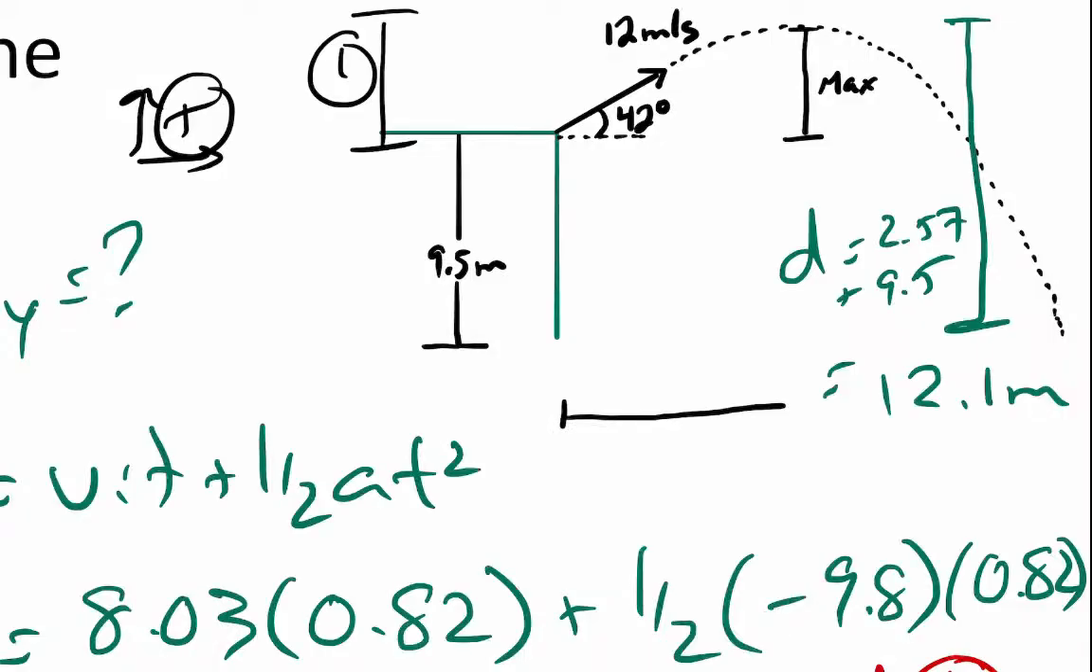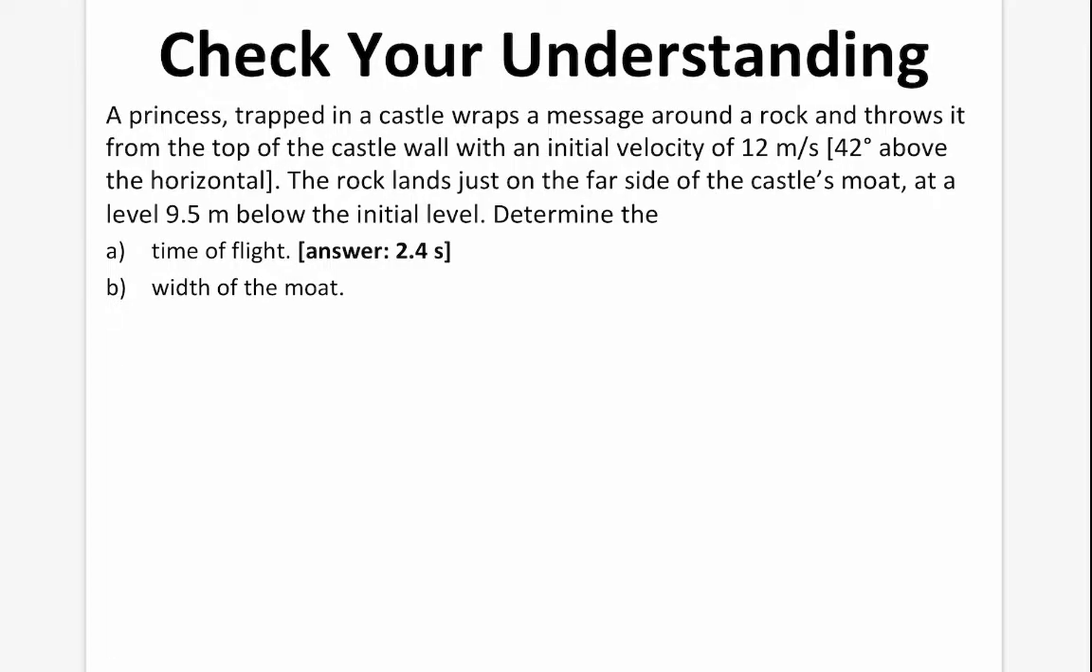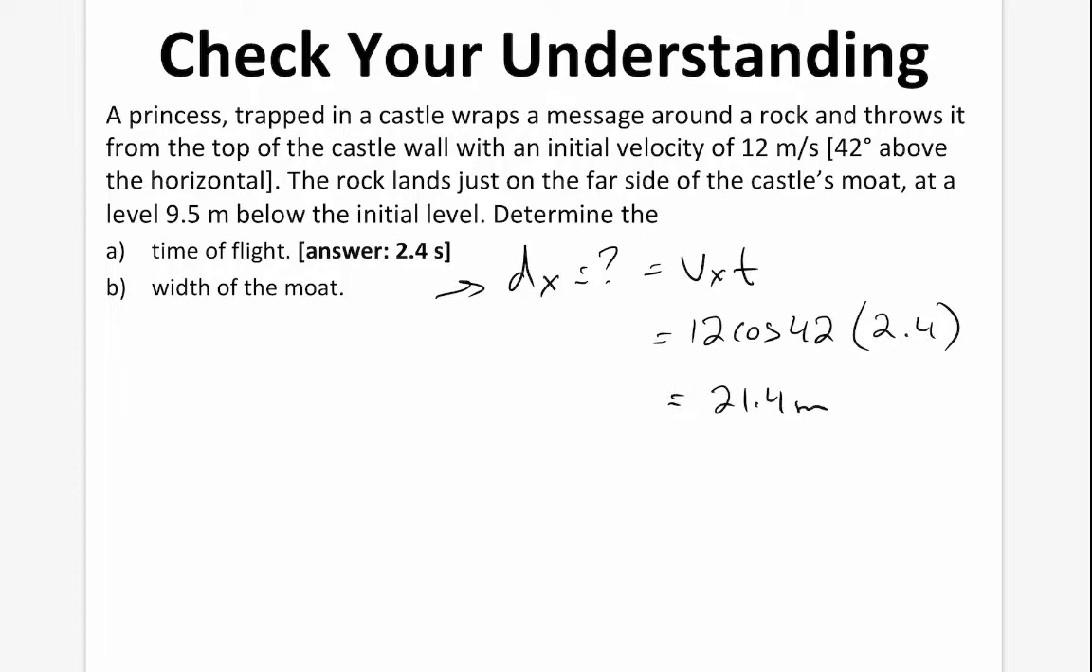So if we go back to our initial picture here, the width of the moat would be right here because the rock lands just on the other side. So that would be the width right there. So essentially what we're trying to find in this question is dx. That's our question. We know that dx is going to equal vx times the total time. Vx in this case is going to be 12 cos 42, and the time that we figured out was 2.4. We put that into our calculator, we get a value of 21.4 meters. To 2 sig digs is going to be 21 meters.